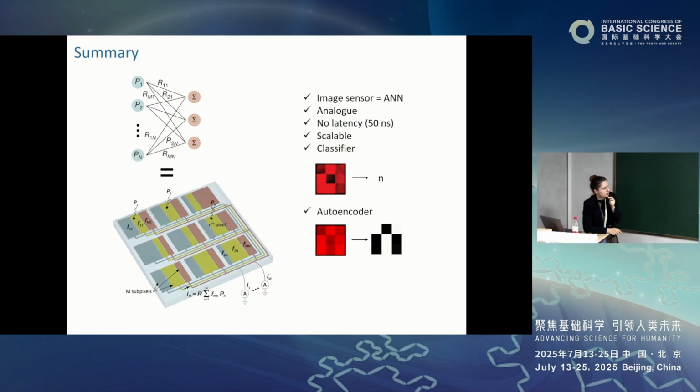And I know that also for regular computing, people are doing these analog processors, and it's quite a big thing in Silicon Valley right now, not only for image processing. It doesn't have any latency; here we measured 50 nanoseconds, but it can be on the order of picoseconds. It's scalable, and it worked as a classifier, so it can tell you which letter it is, and it can also recreate letters that are very noisy.